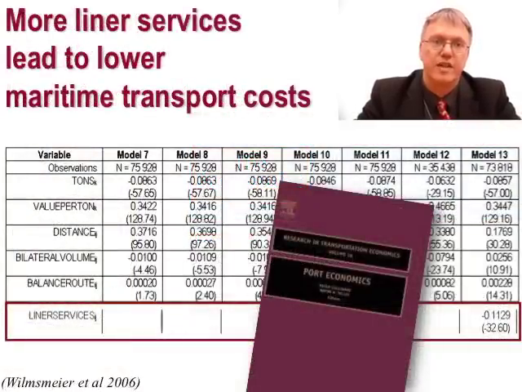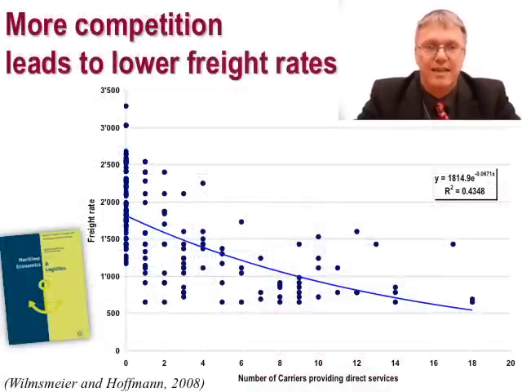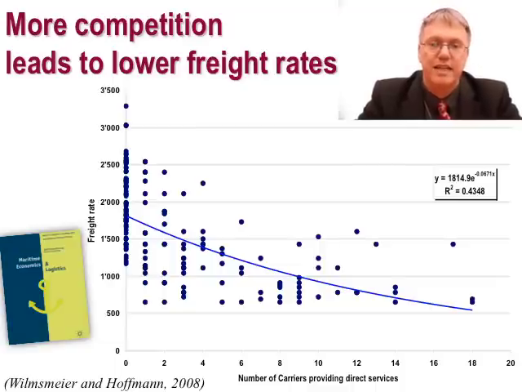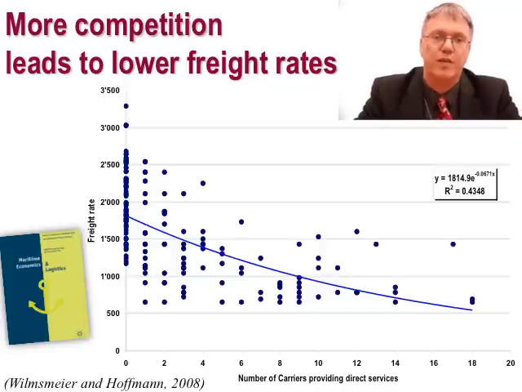Other studies have shown that if you have more liner services, more competition, more options, empirically that leads to lower maritime transport costs. Again, another study, specifically on competition in liner shipping, shows it leads to lower freight costs. On this chart, every dot is a freight rate for a pair of countries, and on the lower axis you have the number of carriers providing direct service, and you see a quite strong correlation between the number of shipping companies that compete on a route and the freight rate, which is on the left axis.